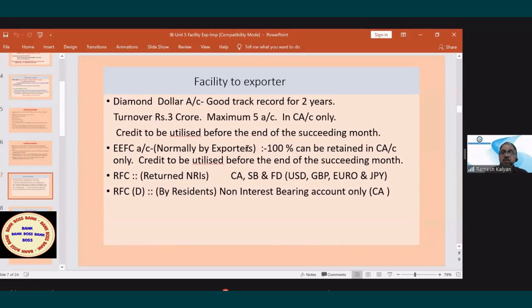EEFC is normally for exporters. This is also 100% of the export proceeds can be maintained in a current account, and the credit to be utilized before the end of the succeeding month. The rationale is not to be used for speculation.